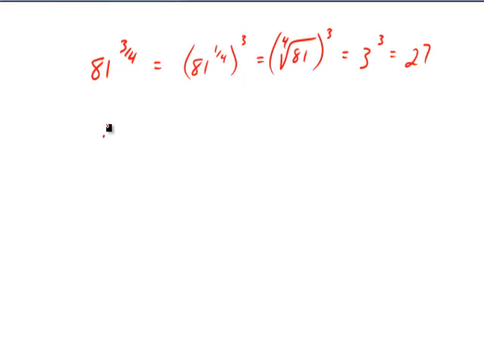And another practice problem, 9 to the negative 3/2. Work this problem and come back when you want to see the answer. In this case, again, let's get rid of the negative exponent. 1 over 9 to the positive 3/2.